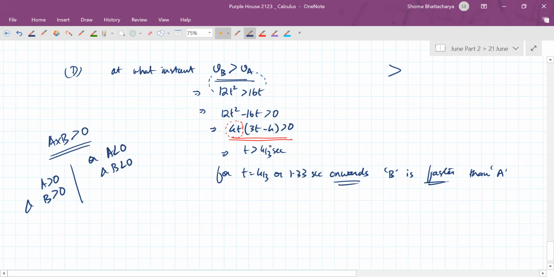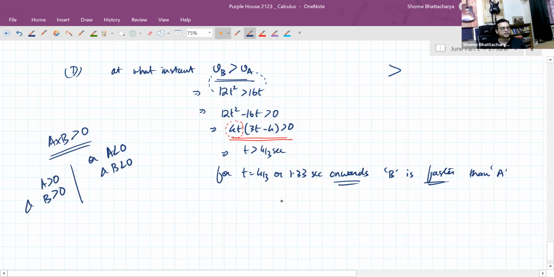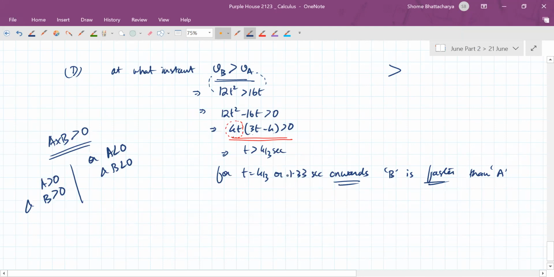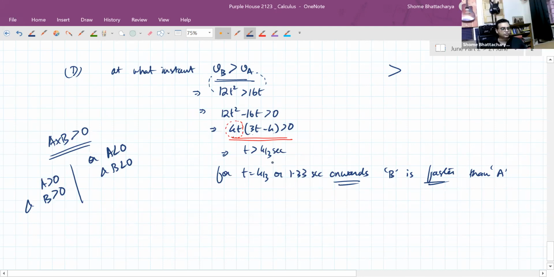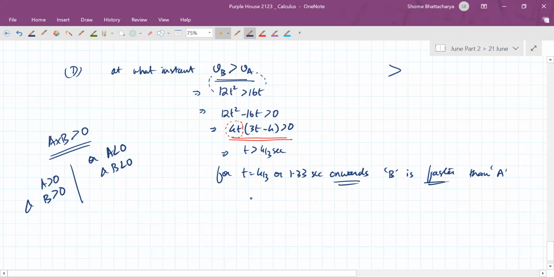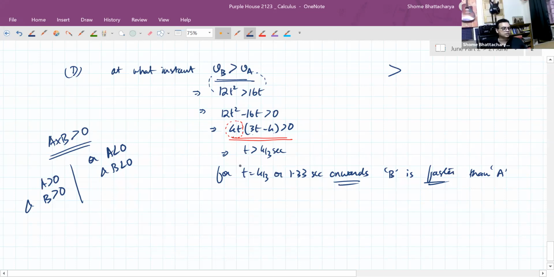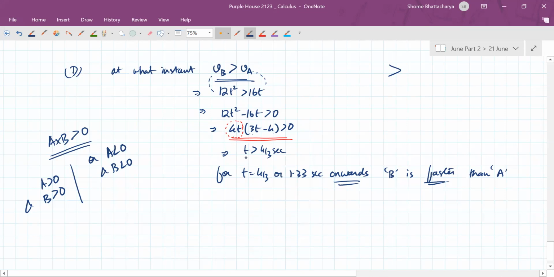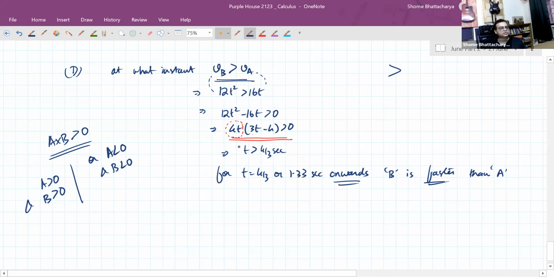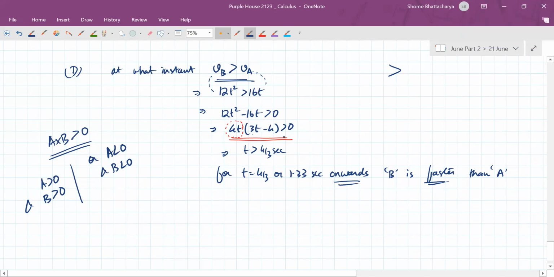Yes, sir. So that means the second bracket 3t minus 4 should also be positive, na? So 3t minus 4 is positive means t is greater than 4/3 seconds. So what about 4t then? Beta, when t is 4/3, obviously 4t is a positive quantity only, na? 4t is always a positive quantity because t is always positive. We don't take t as a negative time. So the moment 3t minus 4 becomes positive, the product of these two quantities becomes positive. Yes, sir, understood. Sir, we understood how you got 4/3.